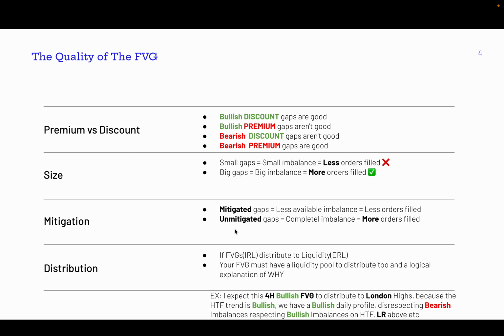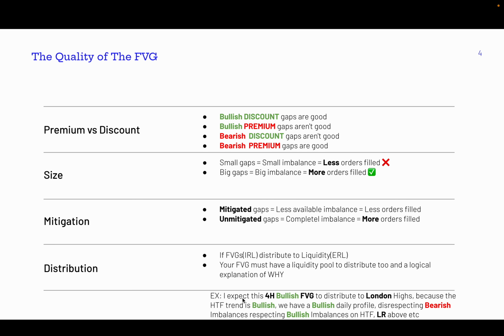Why? Because it's fresh. It's like a fresh fruit that you just pulled off of a tree, right? It's going to have all of the stuff you need. It's not a used fruit that's been eaten by half the village, right? Who wants a pass-through fruit? I don't want it. And then distribution. If fair value gaps, internal range liquidity, distribute to liquidity, ERL, your fair value gap must have a liquidity pool to distribute to, with a logical reason of why.